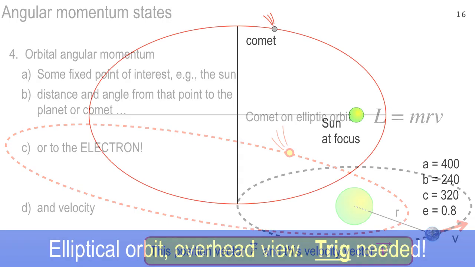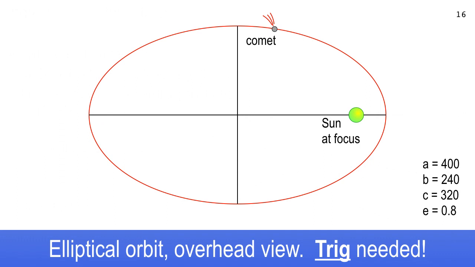Now, let's take a look at an overhead view of an elliptical orbit. So go ahead and draw an ellipse, and you can see my proportions down below there to the lower right. Half the width is 400 pixels, half the height is 240. The sun is located 320 pixels to the right of the center, and the eccentricity is 0.8, which you don't have to worry too much about, but those are the proportions. I did this real carefully.